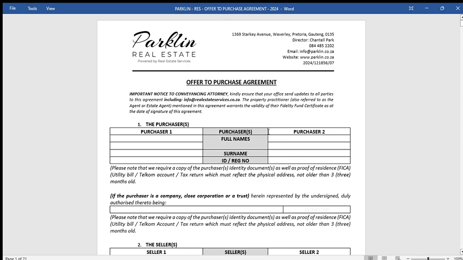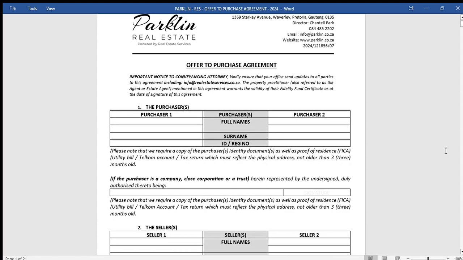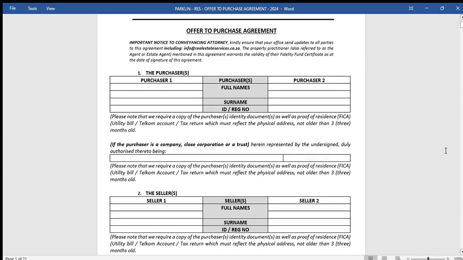So then paragraph 1, the purchasers. So purchasers obviously number 1 and 2, they can fill in their full names, surname and ID number, or if it's a company registration number, they can fill in the company registration number on this paragraph 1 as well. If we move down a little bit, if the purchaser is a company, a closed corporation or a trust, herein represented by the undersigned, duly authorized thereto being.